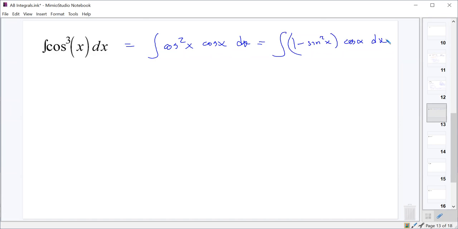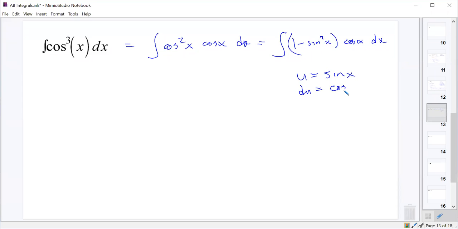Anybody see a good u sub they want to use? No? Anybody want to guess a u sub to try? Sine of x. All right. U equals sine of x. That sounds like a good one, actually. Usually people go with like, let's try cosine. And then they go with, let's try sine squared or 1 minus sine squared. But sine is going to be much better. If we let u equal sine x, what's du equal?